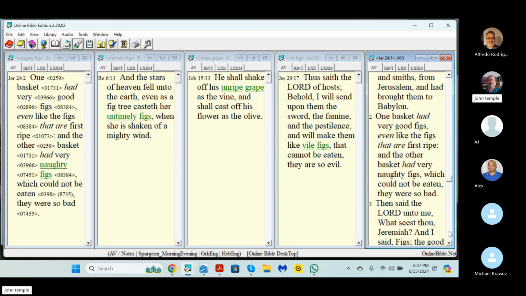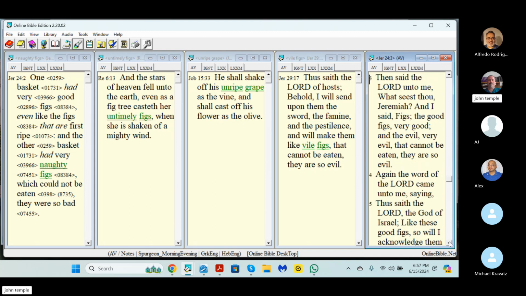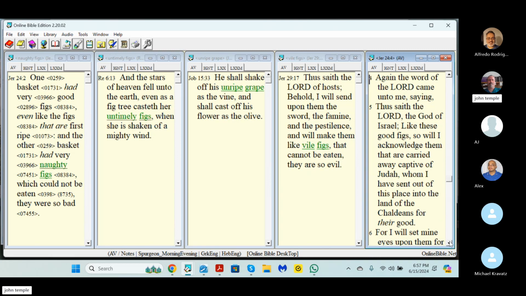One basket had very good figs. And then he said to me, what seest thou, Jeremiah? And I said, figs, the good figs, very good, and the evil, very evil, that cannot be eaten. They are so evil. And so he's using these as metaphors for Israel. Again, the word of the Lord came unto me, saying, thus saith the Lord God of Israel, like these good figs, so will I acknowledge them that are carried away captive of Judah.